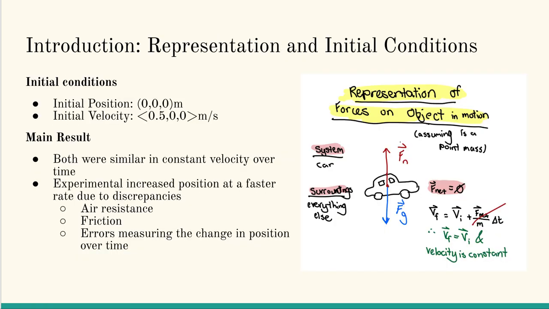This is a representation of the forces involved. Since the normal force and the gravitational force canceled out, there was a zero net force and constant velocity. The initial velocity was 0.5 meters per second in the x direction, and the initial position was 0 meters in all directions. The main result of the lab with the preview is both were similar in constant velocity over time, except the experimental increased position at a faster rate towards the end due to discrepancies, which I'll talk about in the discussion.